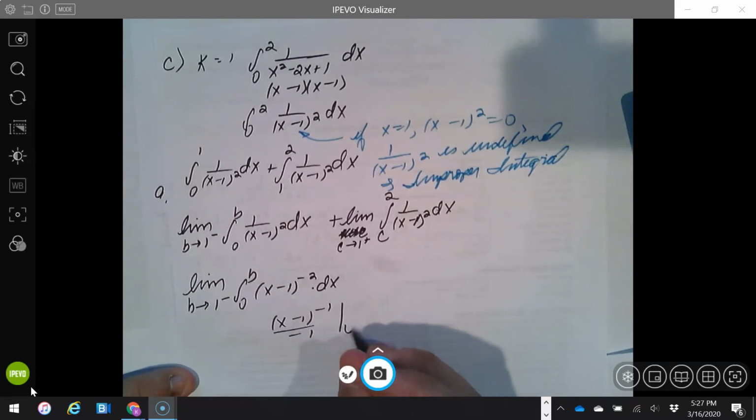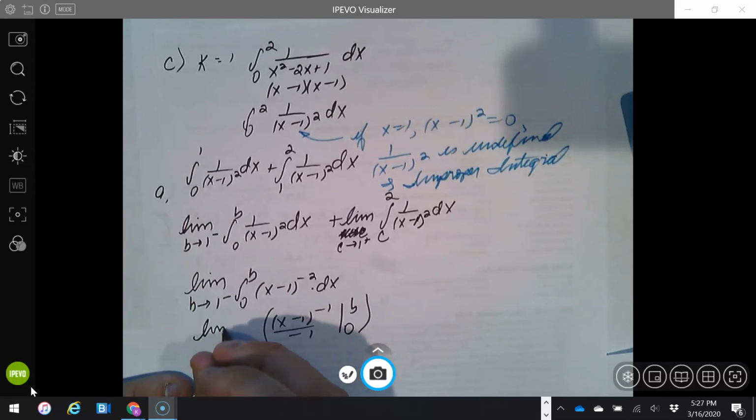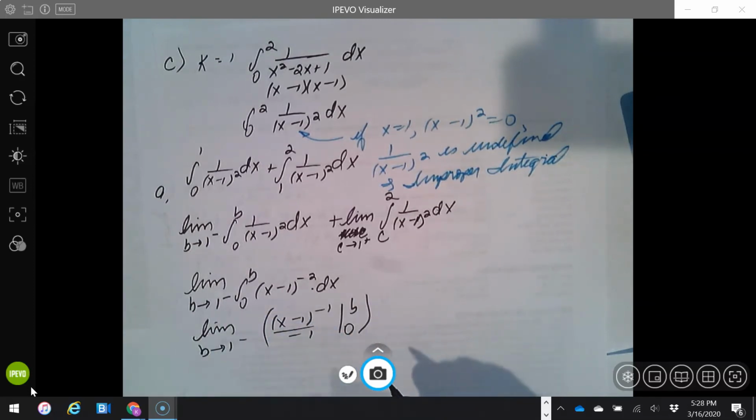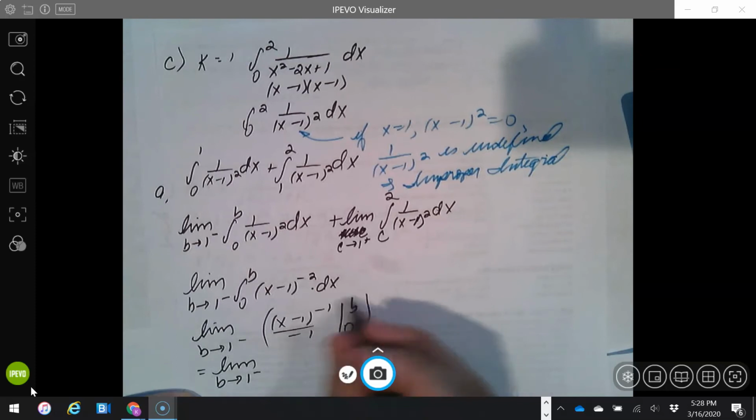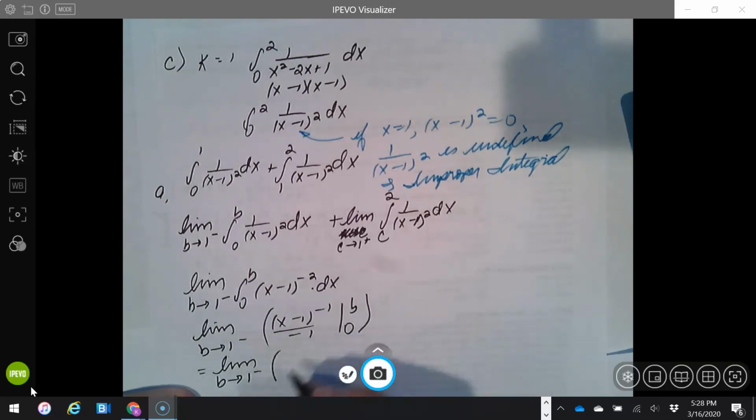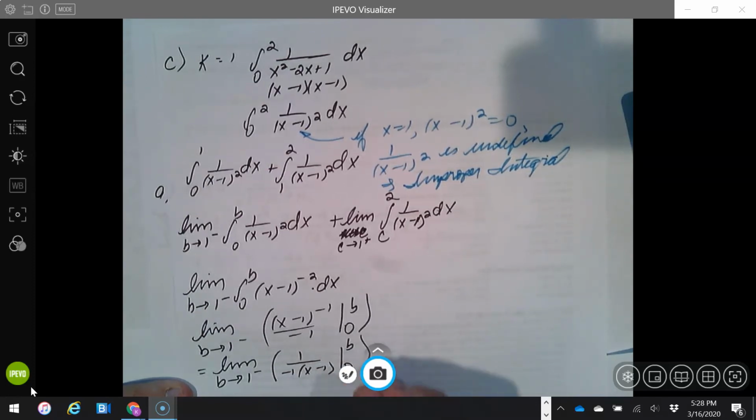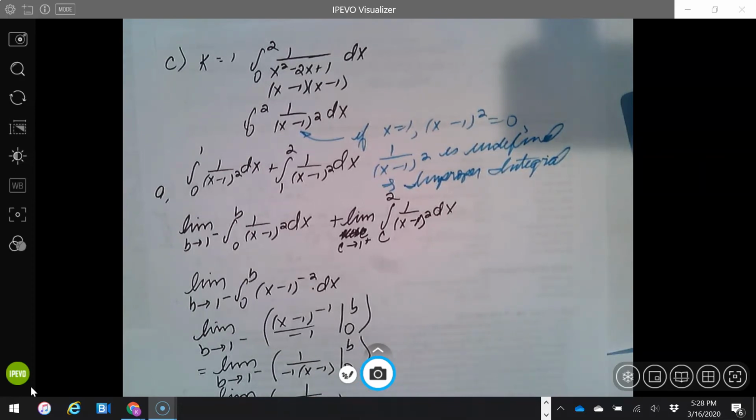That's my integral. I'm going to evaluate from 0 to b, and then take the limit as b approaches 1 from the left. (x minus 1) to the negative 1 power says go back into the denominator. I'm going to have 1 over negative 1 times (x minus 1). We're going to evaluate from 0 to b. If I take the limit as b approaches 1 from the left, plug in the b: 1 over negative 1 times (b minus 1), minus 1 over negative 1 times (0 minus 1).